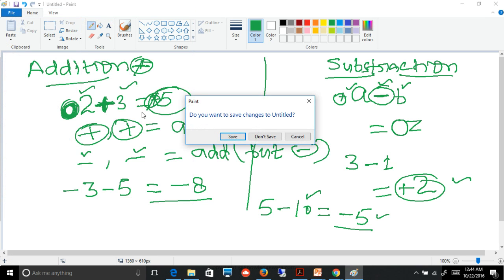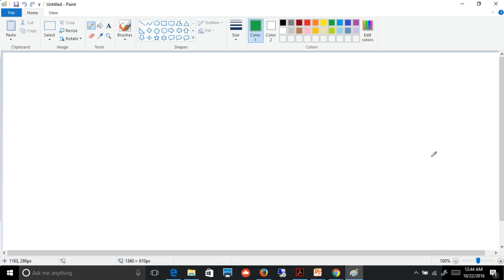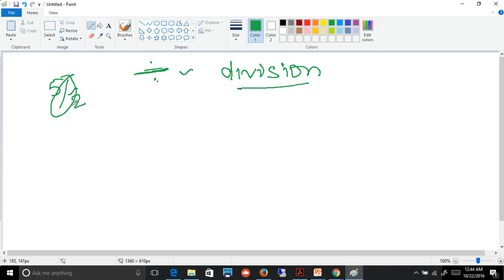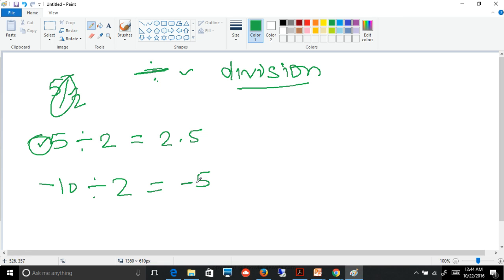Now I will go to division. Division is also 5 by 2. Some books use this symbol, and it is the representation of division. If you say 5 divided by 2, you will get 2.5. Also, the sign will follow whichever number is bigger. Suppose you have minus 10 divided by 2, you will get 5, but it will be minus.